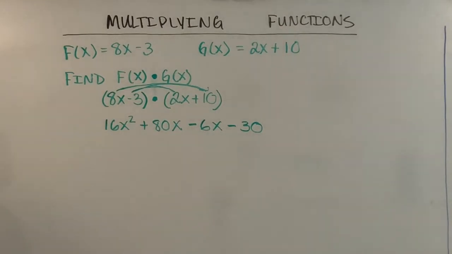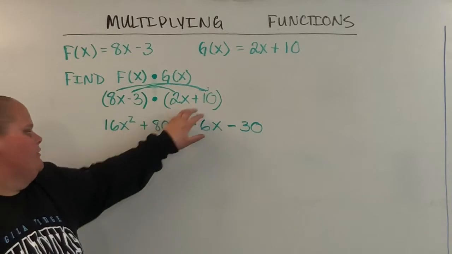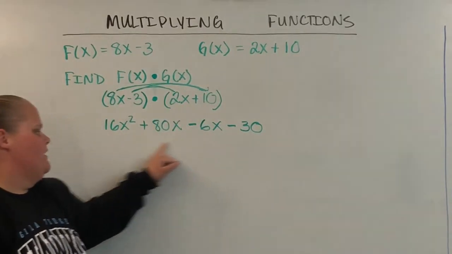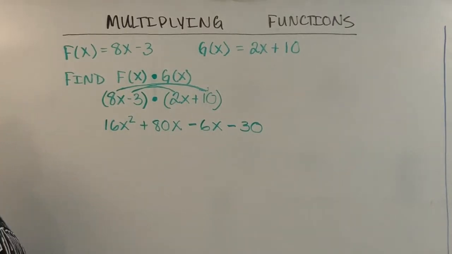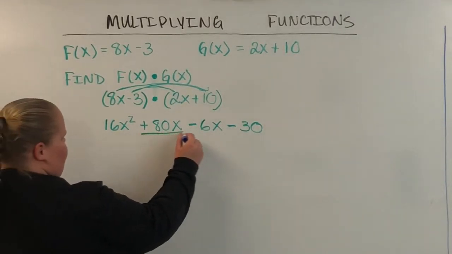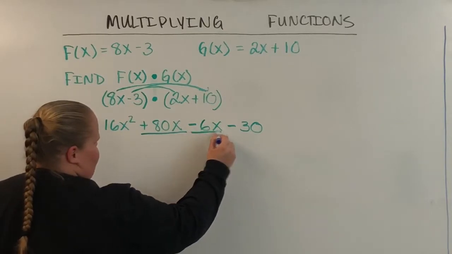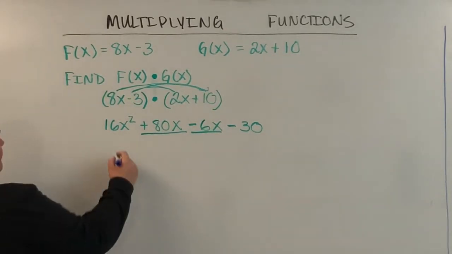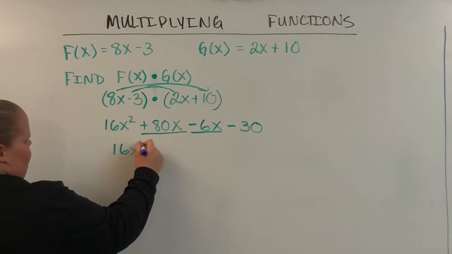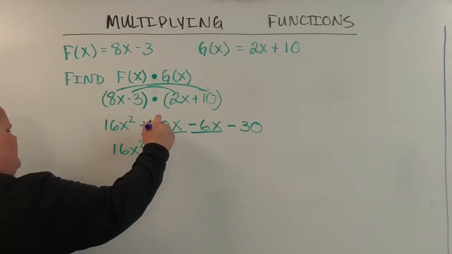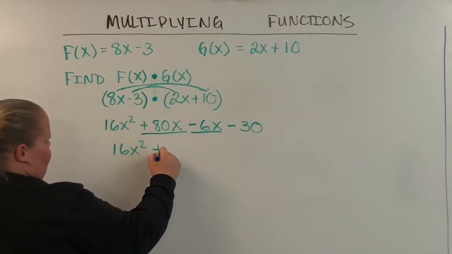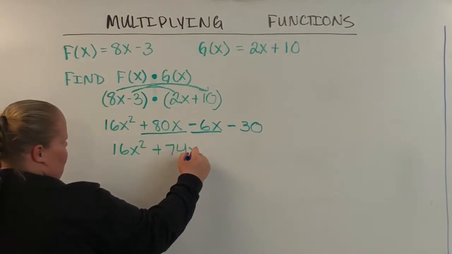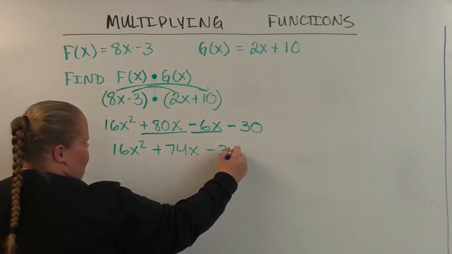Alright, so from here, since we've multiplied everything in here times everything in here, all we can do now is look at this line that we have and ask ourselves, do we have any like terms? Yes, we do. We have a positive 80x and a negative 6x. So we're going to go ahead and combine those. I have 16x squared. Positive 80x minus 6x, that's going to be a positive 74x. And then we still have that minus 30 at the end.